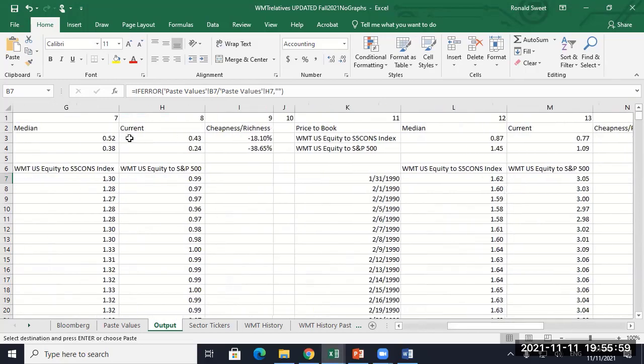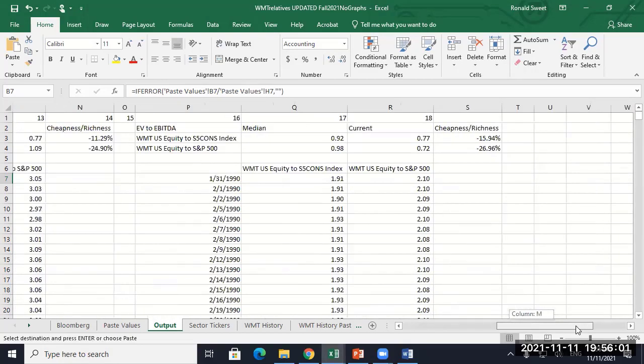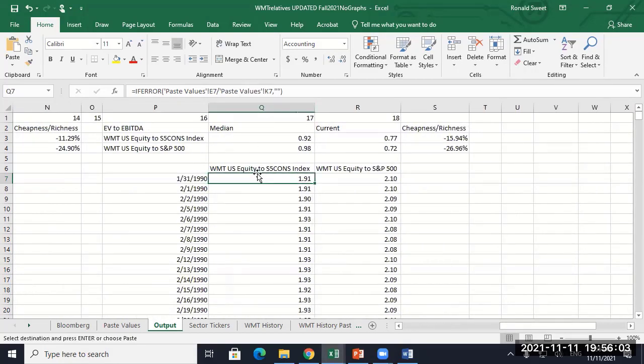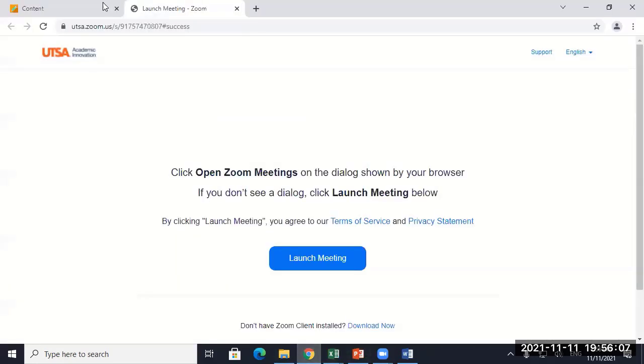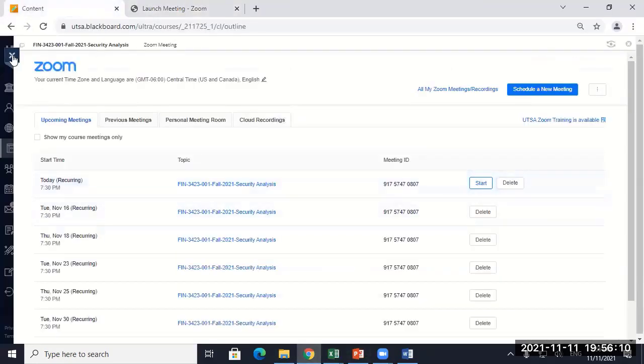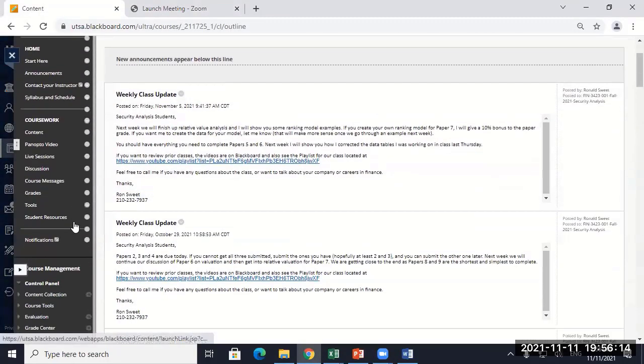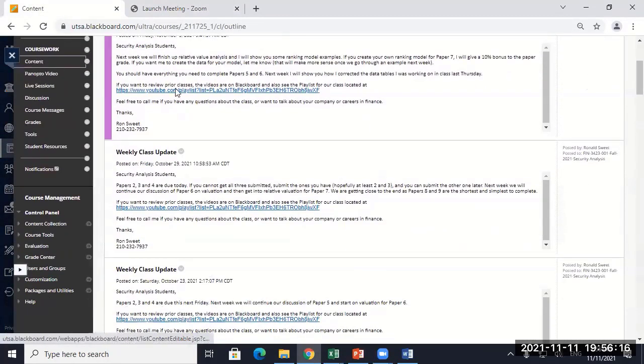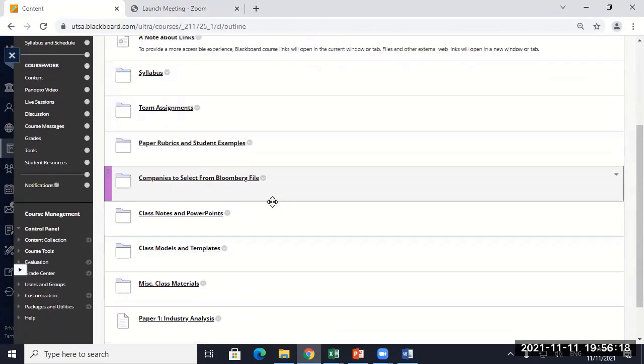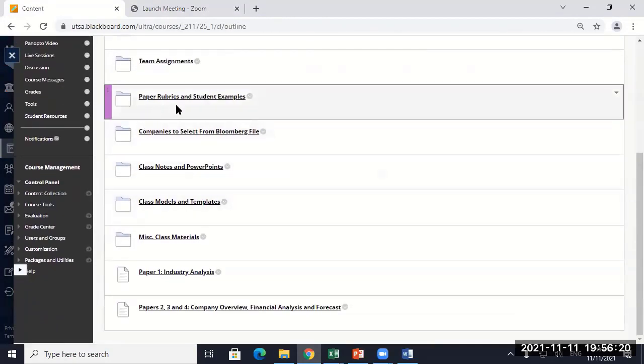For tech, I might do EV to sales and EV to EBITDA. Pick 2 that make sense and show them. Let me show you some student examples so you can see some of what I mean. It's a fairly easy part of the exam or the paper, and most students get full credit or close to full credit because it's really not that difficult.